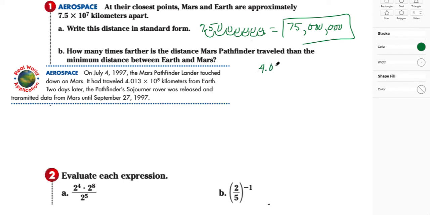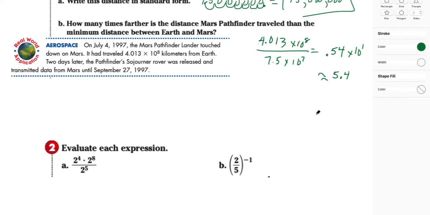So we're going to take 4.013 times 10 to the 8th, and we're going to divide that by the minimum distance from Earth to Mars. And so when we do that, if we use a little calculator, we can divide that pretty simply and we'll get about 0.54. And then when we divide the powers of ten, we get times 10 to the 8 minus 7, 1. And then therefore we see that the answer is approximately 5.4 times the distance. All right, hopefully that made sense. Kilometers, I don't know. Yes, okay.